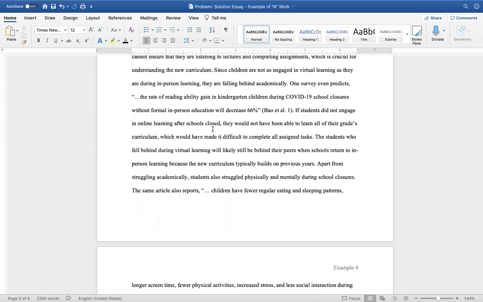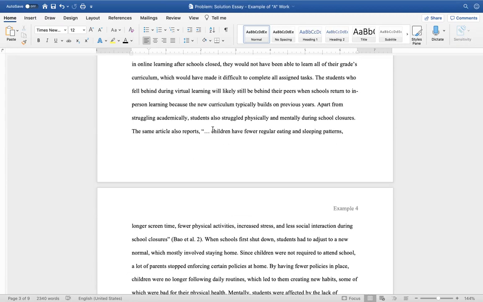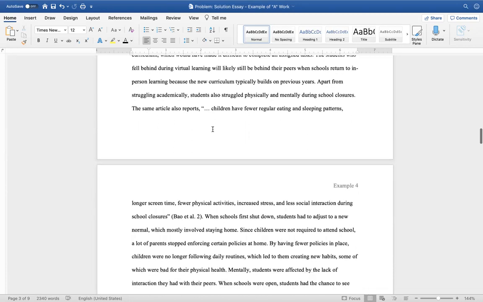Since children are not as engaged in virtual learning as they are in in-person learning, they are falling behind academically. One survey even predicts that the rate of reading ability gained in kindergarten children during COVID-19 school closures without formal in-person education will decrease 66%. If students did not engage in online learning after schools closed, they would not have been able to learn all of their grades curriculum, which would have made it difficult to complete all assigned tasks. The students who fell behind during virtual learning will likely still be behind their peers when schools return to in-person learning because the new curriculum typically builds on previous years.